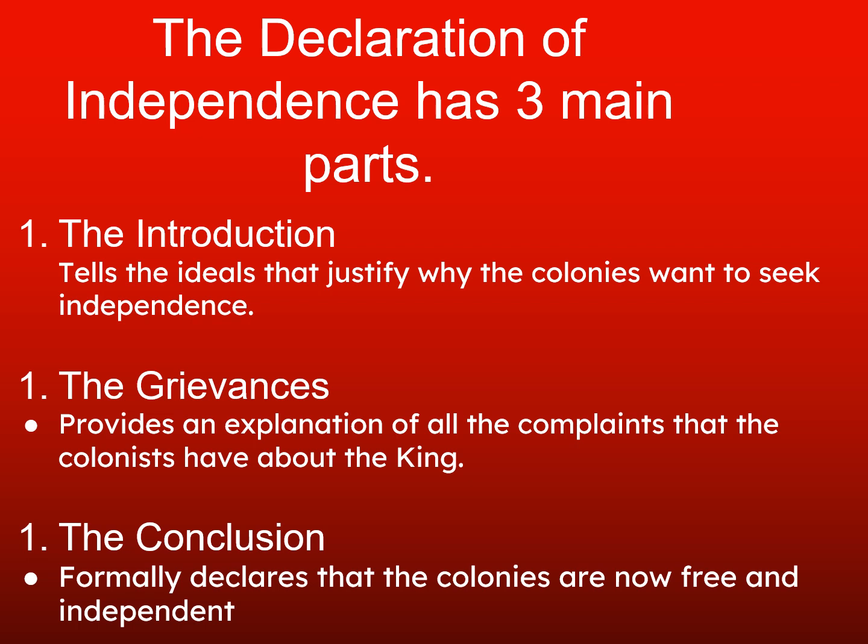And then part 3 was the conclusion, or the declaration itself. It formally declares that the colonies are now free and independent. It just says we're no longer part of Great Britain. So the way I simplify this, the introduction is why, the grievances are my complaints, and the conclusion is telling the king we're free. We're no longer part of you.